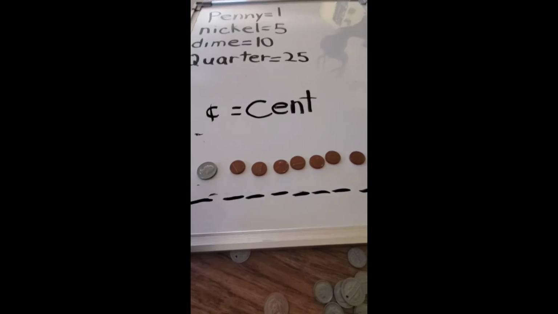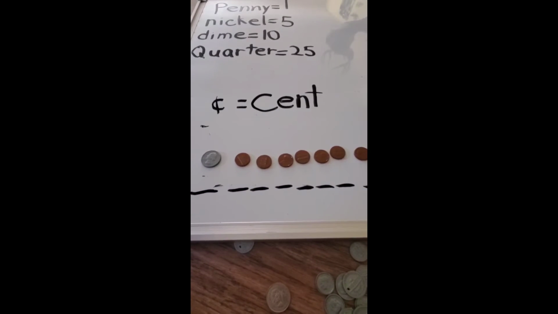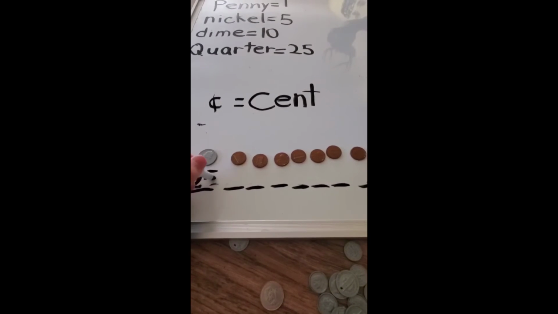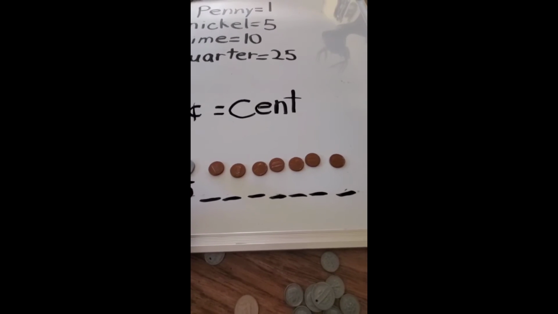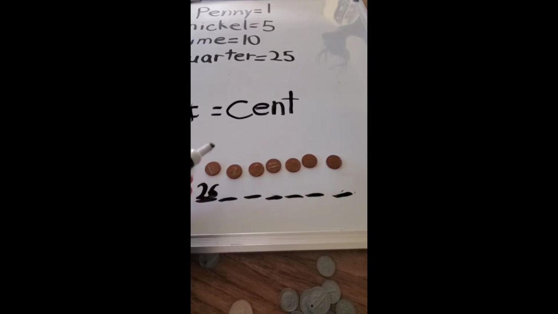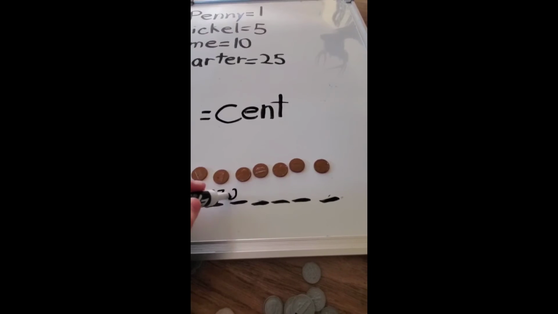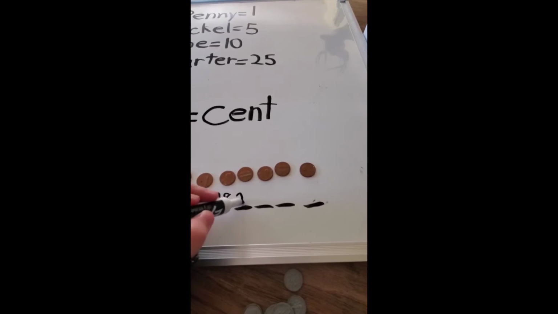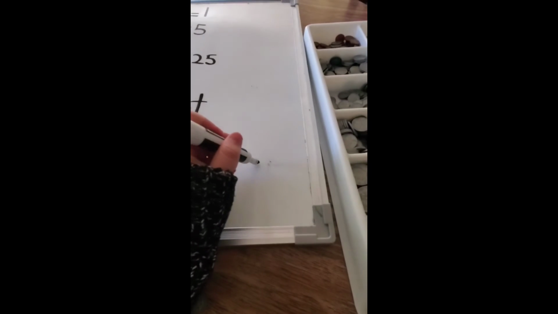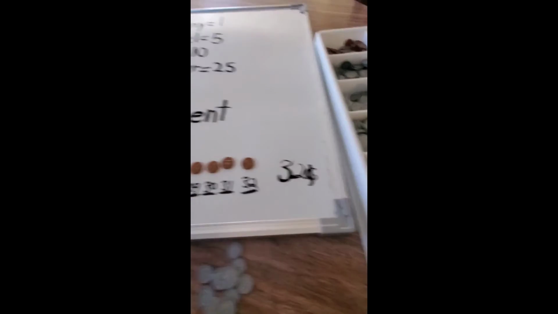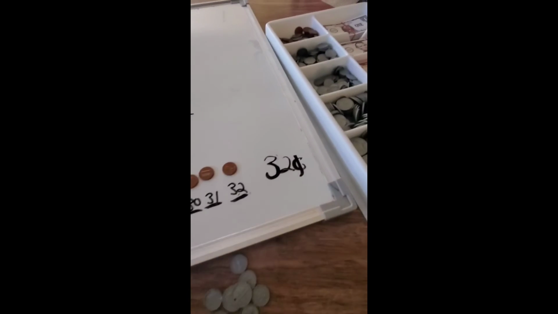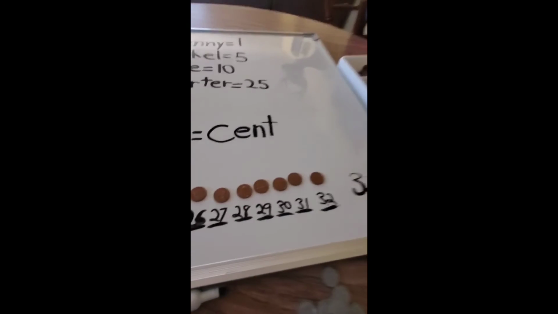All right, so now that you've added them up, let's see if we get the right answer. Okay, so we know that a quarter is 25 cents, 1 quarter. So 25 plus 1 is 26. 26 plus 1 is 27. 27 plus 1 is 28. Then 29, 30, 31, 32. 32 cents. Let's check it. 25, 26, 27, 28, 29, 30, 31, 32. 32 cents. How awesome. We counted.